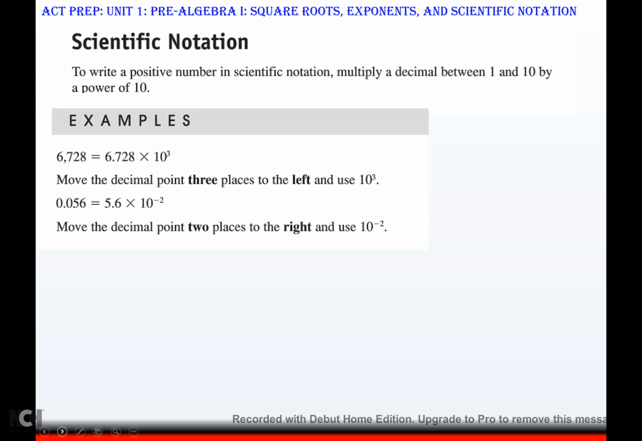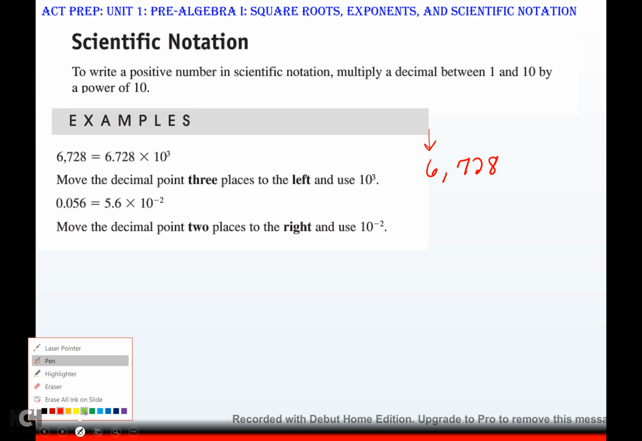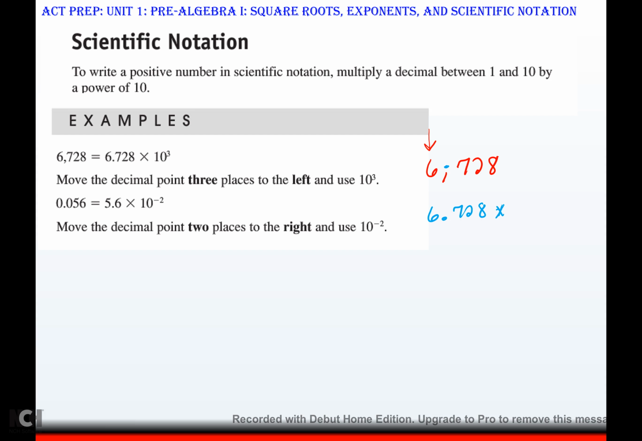So, the next thing we're talking about is scientific notation. When you write a positive number in scientific notation, you multiply a decimal between 1 and 10 by a power of 10. So, for 6,728, the rule for scientific notation is that after the first non-zero digit, you put a decimal there. That's where the decimal belongs. So I put it there, which would be 6.728, and then I multiply by some power of 10 that will take me back to where it was.